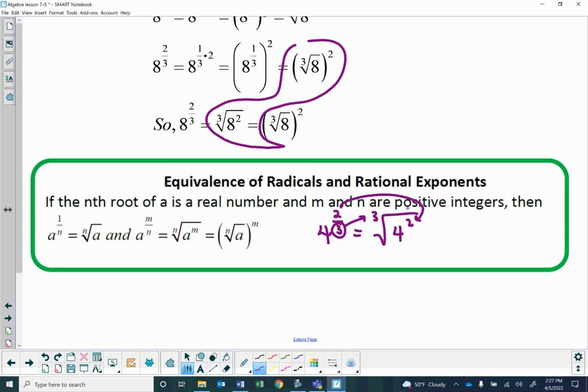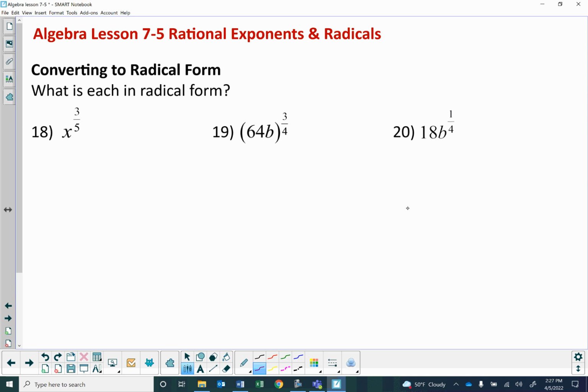So what are we going to do? We're going to convert from rational form to radical form. If something has a fractional exponent, it's called a rational exponent. So x to the 3/5 is what we call rational form. We need to change it to radical form, so we need something root something. Well, the number in the denominator becomes your index number. The number in the numerator goes on your variable. So this is the 5th root of x to the 3rd. If I have 64b to the 3/4, this is the 4th root of 64b cubed, which is a little bit more difficult to work with.